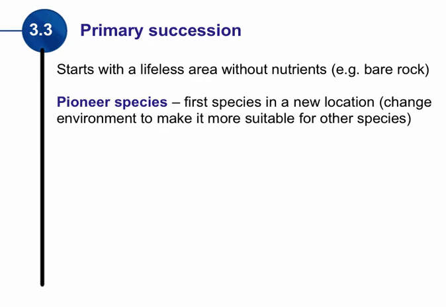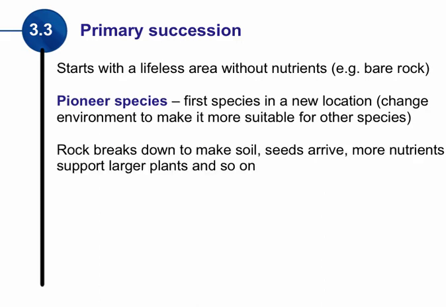Eventually, some species will find its way into that area. And this is what's called the pioneer species. It is the first species. This first species actually changes the environment and makes it suitable for other species to arrive. Over time, the rocks will break down and eventually make soil. And as there's soil, then seeds will arrive, whether they're from birds or from the wind. And as those seeds arrive, plants will grow. And those plants will put nutrients into the soil to support larger plants, and so on and so on.